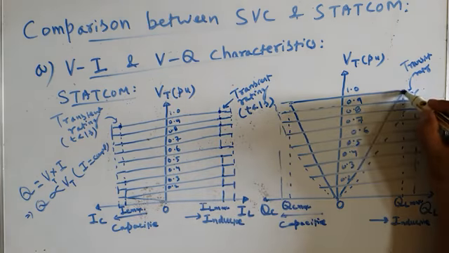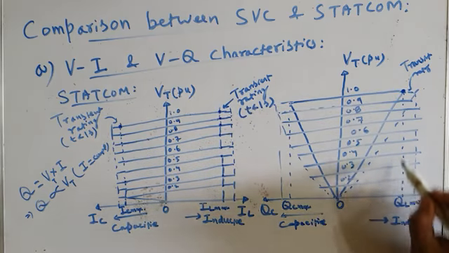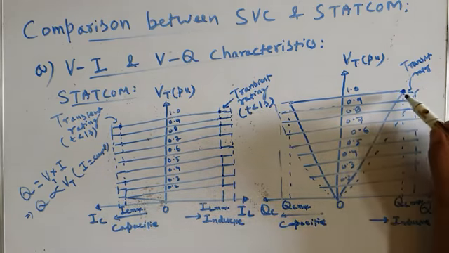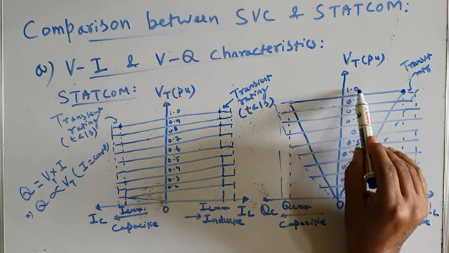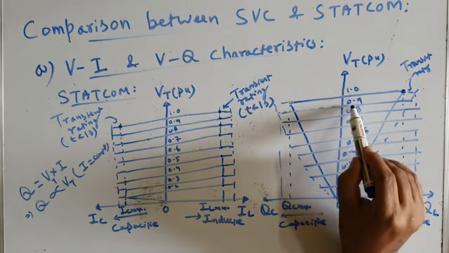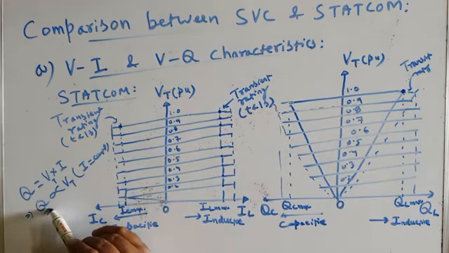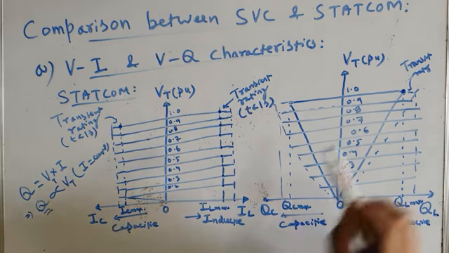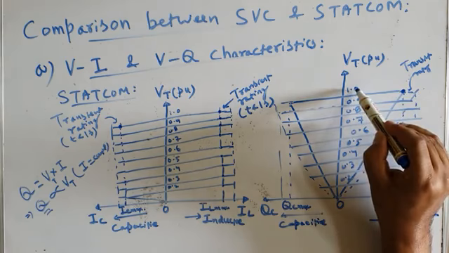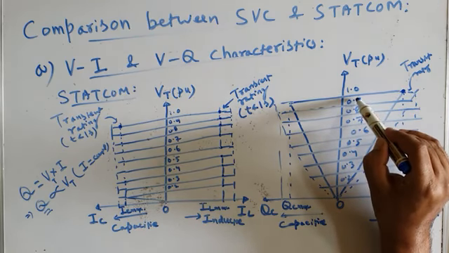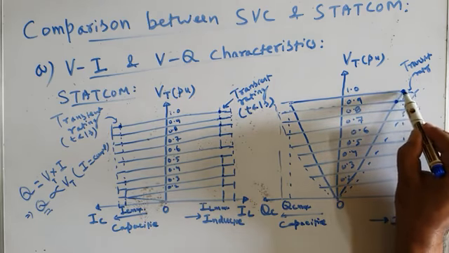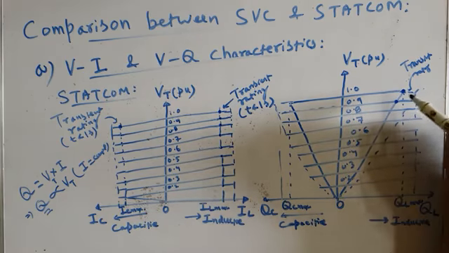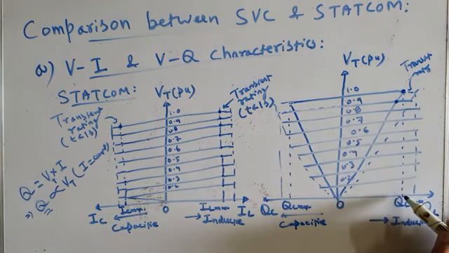Now let us assume that the STATCOM is operating in the inductive region and it is absorbing the reactive power, and let us assume it is absorbing the maximum reactive power QL max at rated voltage. Then when the bus voltage decreases from 1 per unit to 0.9 per unit, the reactive power will also decrease by the same percentage. Okay, so for example here the terminal bus voltage is decreasing by 10%. So the reactive power will also decrease by 10%. It will not remain constant now.